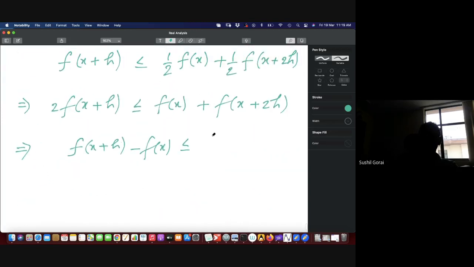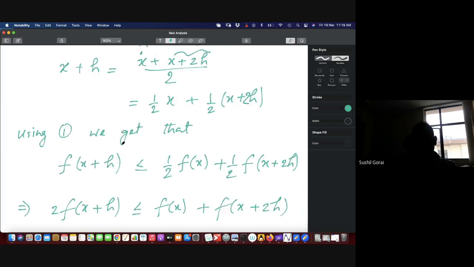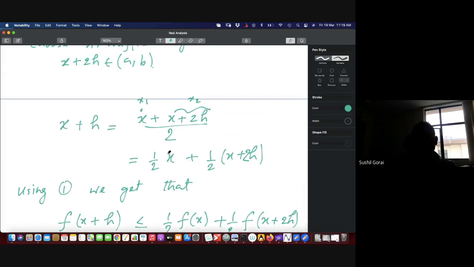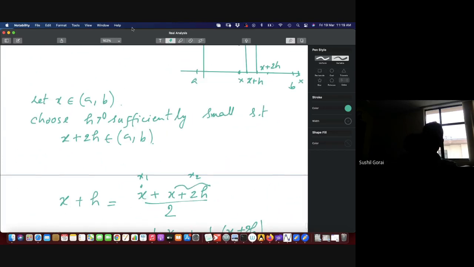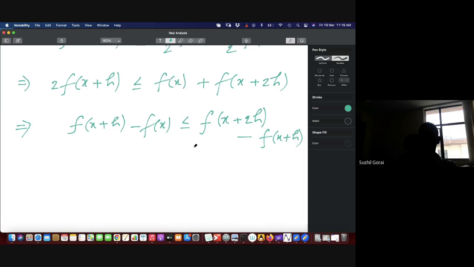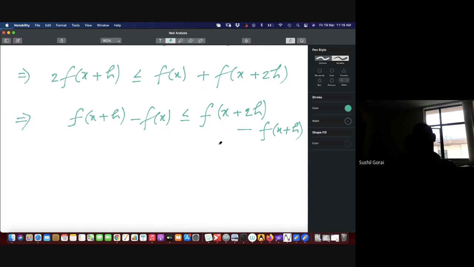And this is f of x plus 2h minus f of x plus h. Oh, do I need h greater than 0? Maybe not. h may be less than 0. Don't worry, that is not required. True. All right, so you see here, this is true.